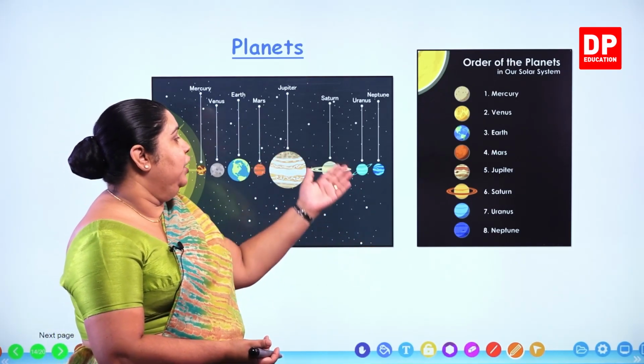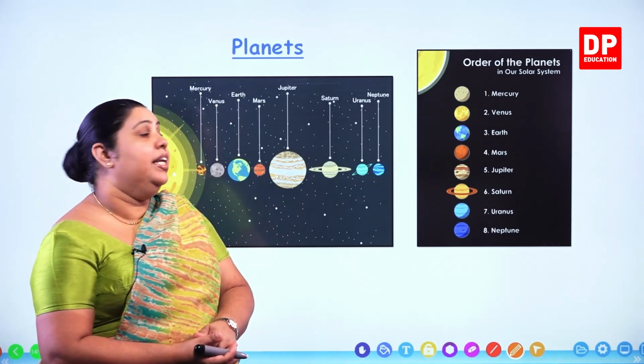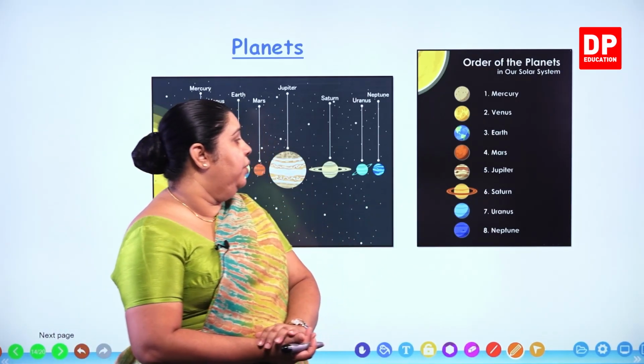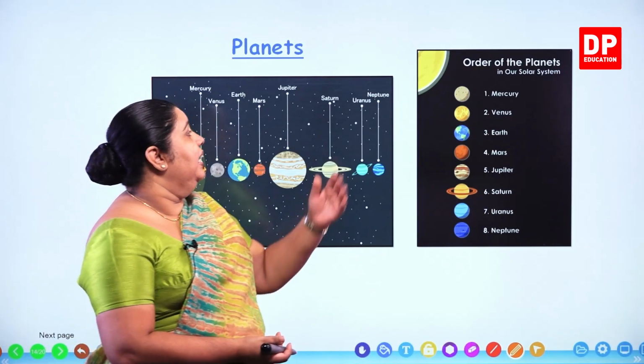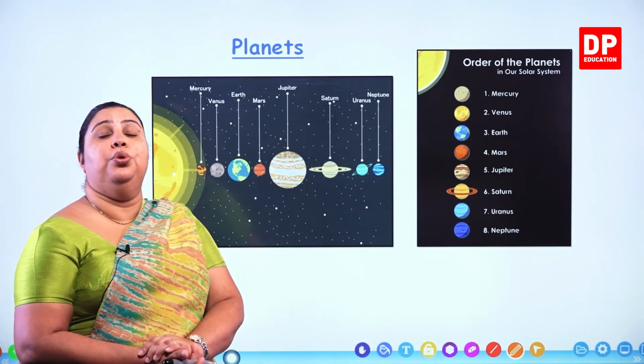Then we have Uranus, the seventh one. Right? Then the last one is Neptune.